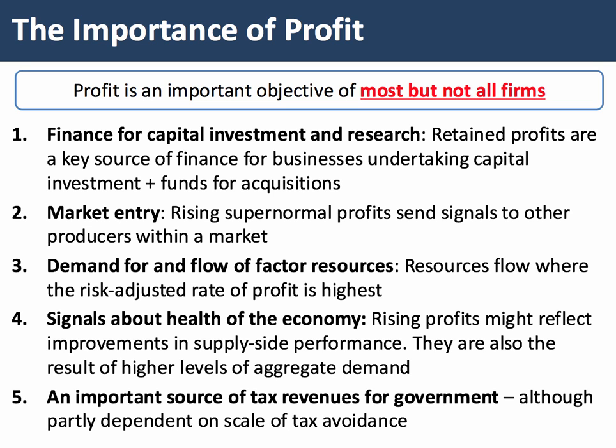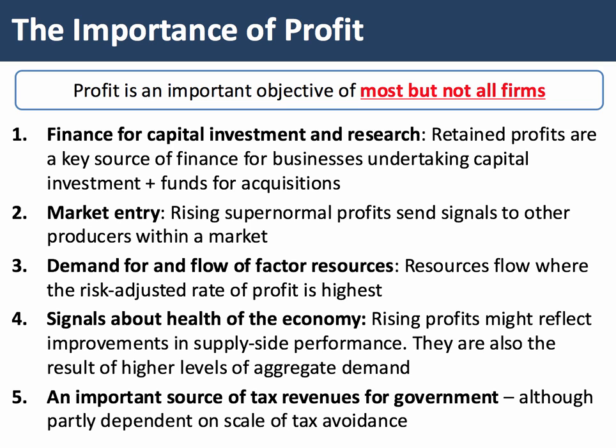Second point is that profit sends a signal in the market. It doesn't matter whether it's a monopoly or contestable market or oligopoly. If there are significant supernormal profits, that sends a signal to other producers within the market, and it could lead to the entry of new firms and new products. And of course, that depends on the scale of the barriers to entry that might exist.